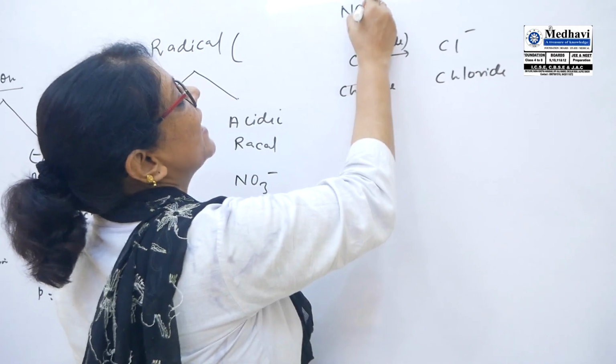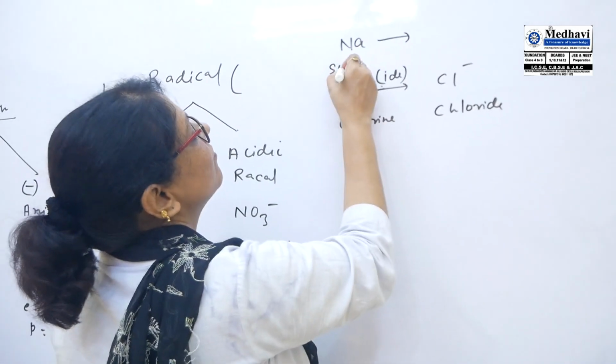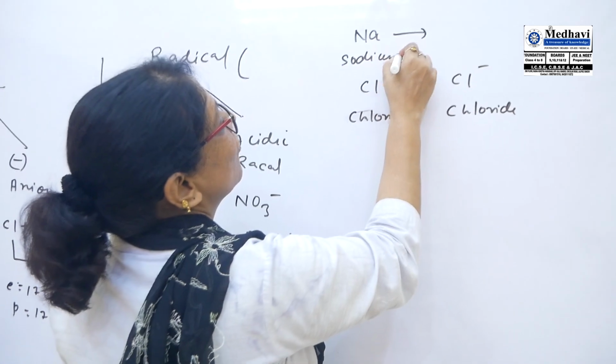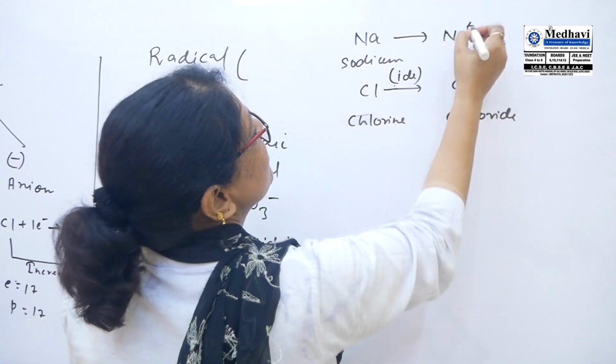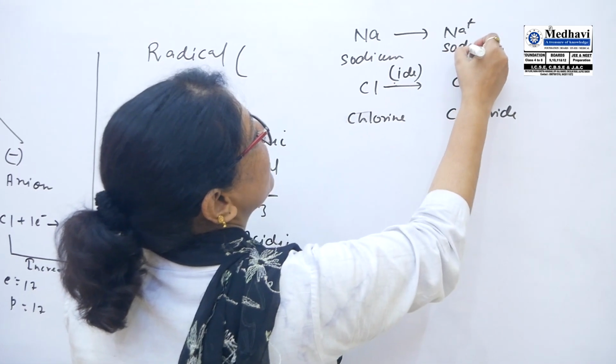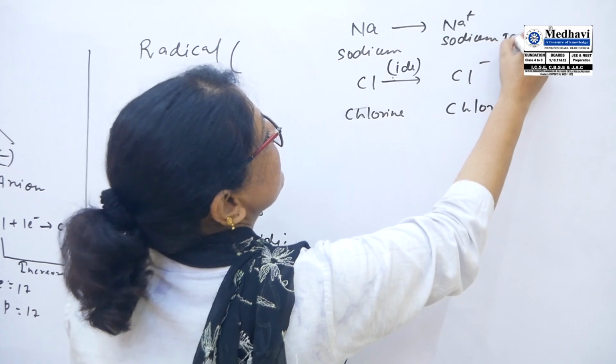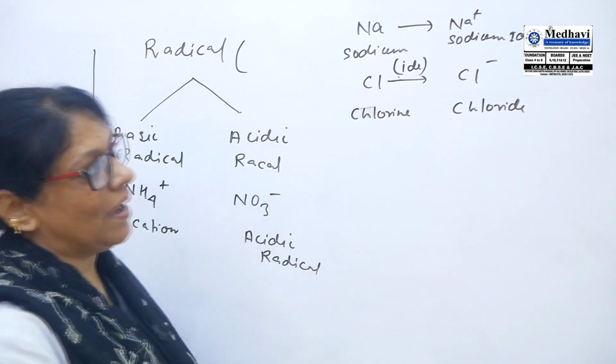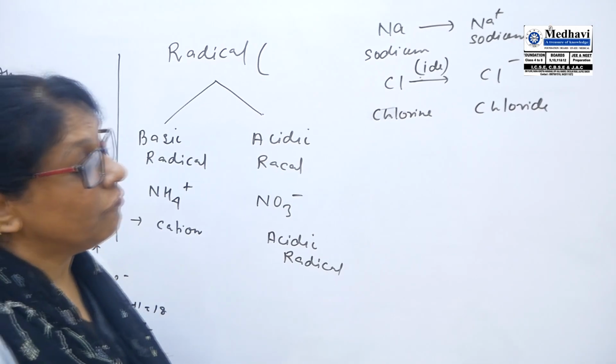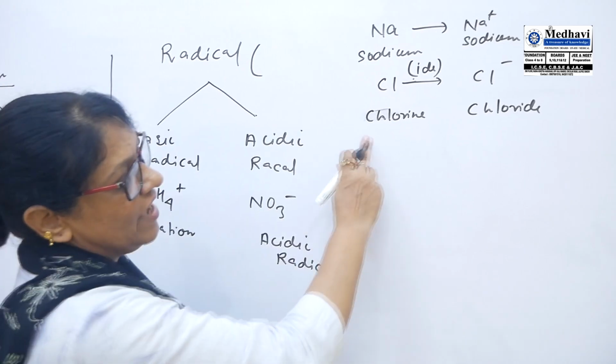But suppose we take Na, it is sodium. When we turn it into Na plus, it is called the sodium ion. There will be no change in the name of a cation, like the calcium ion. But to form an anion, we add IDE.